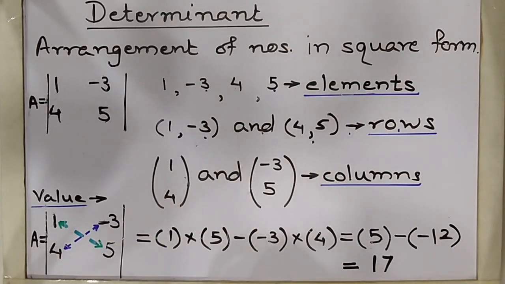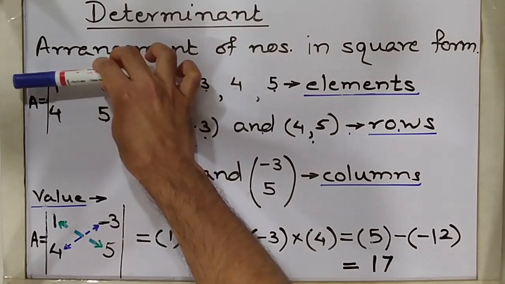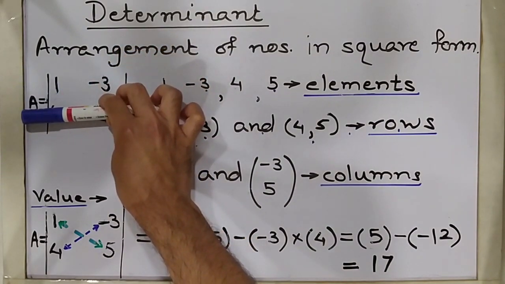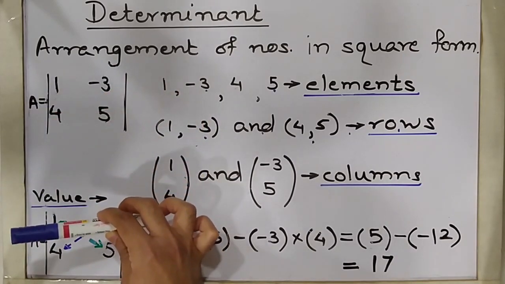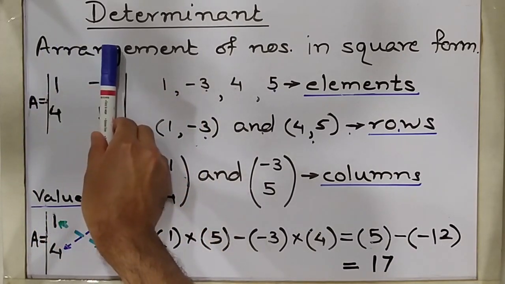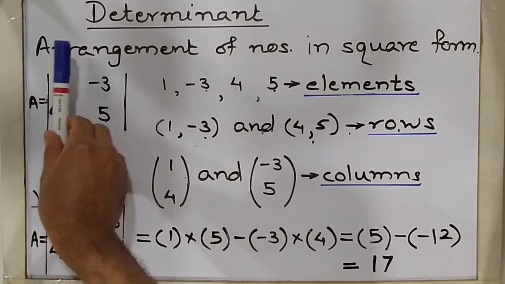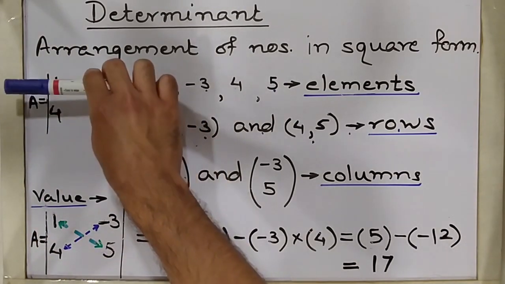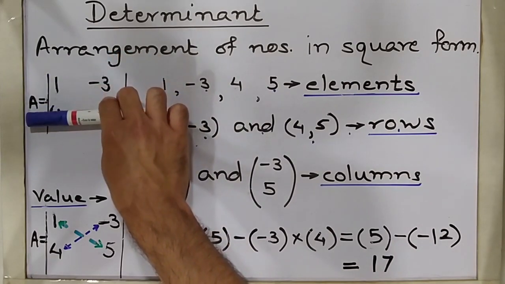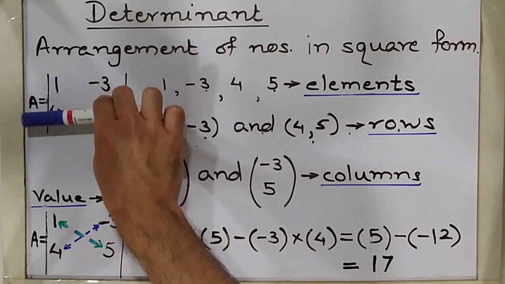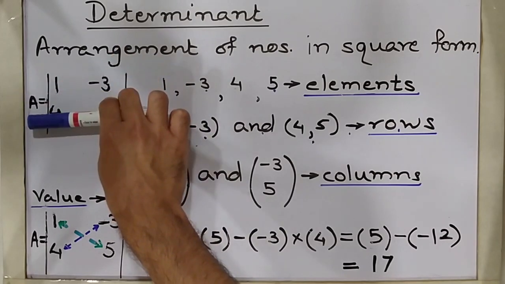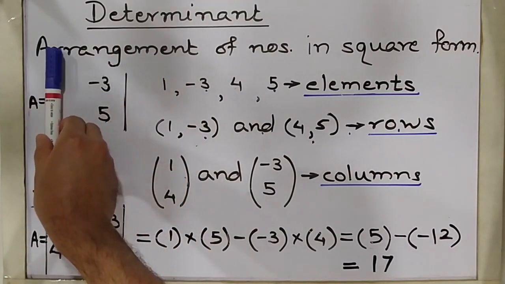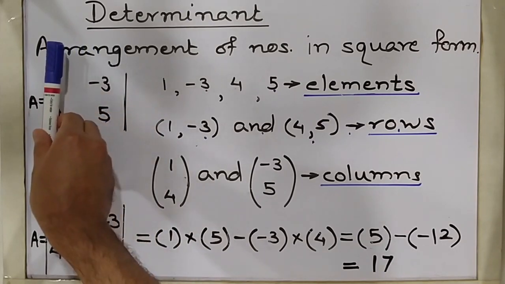Now you can also see that there are two rows. Also, there are two columns. The horizontal lines are called as rows. And the vertical lines are called as columns.